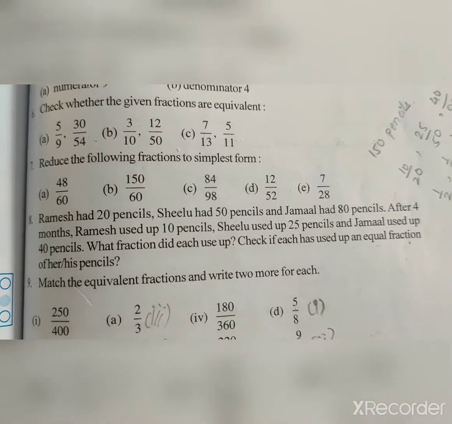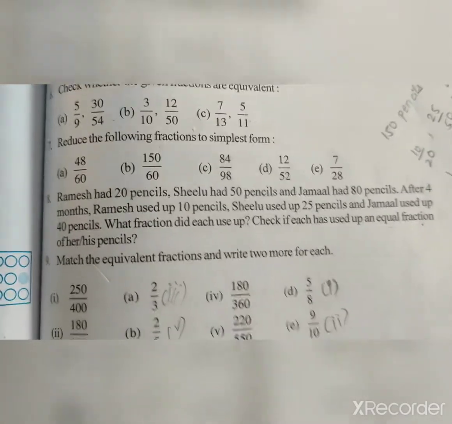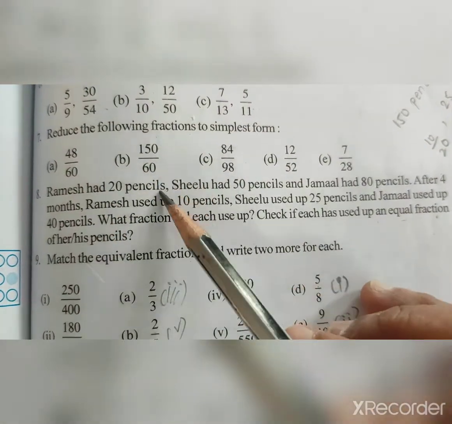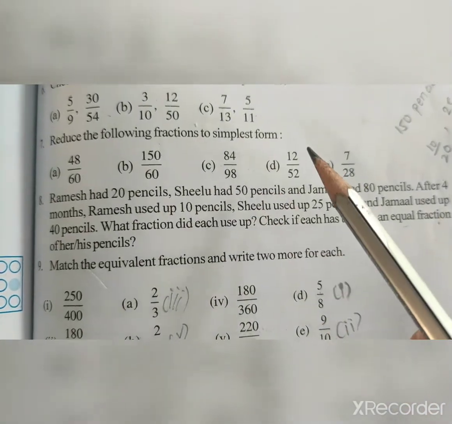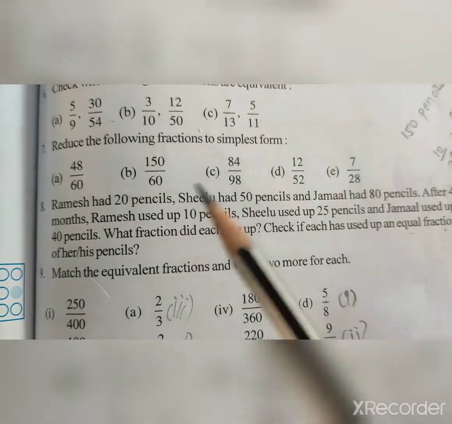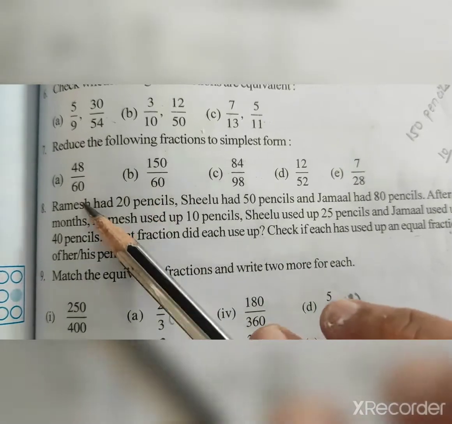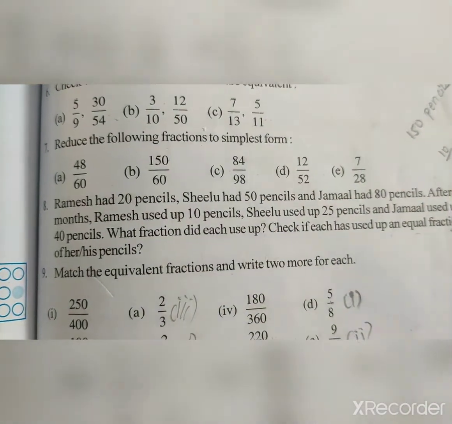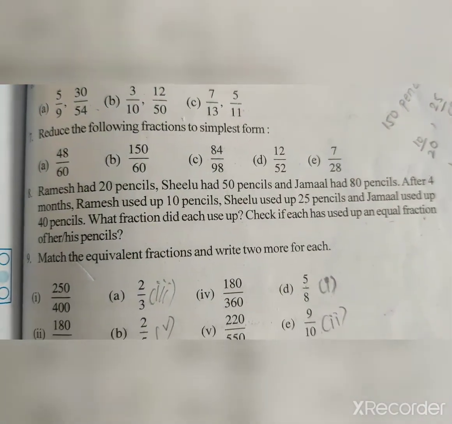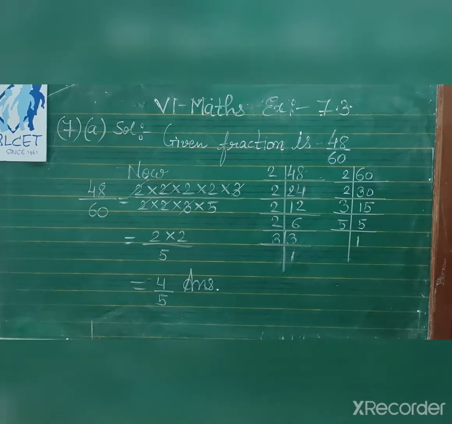Now seventh question, reduce the following fractions to simplest form: 48 upon 60, 150 upon 60, 84 upon 98, 12 upon 52, 7 upon 28. So I am solving the first two for you, and you will solve the other three. Clear? Now see here, given fraction is 48 upon 60.